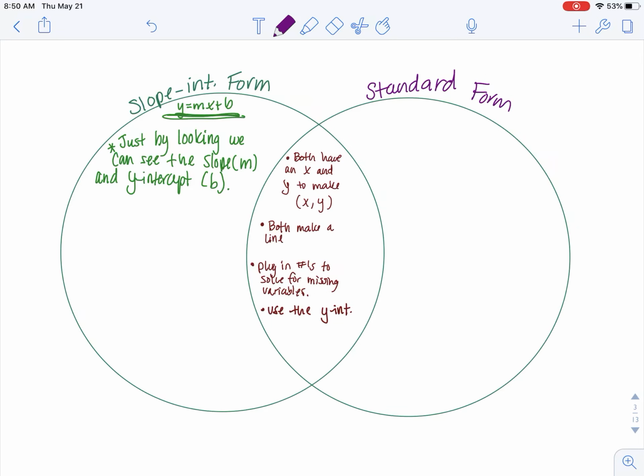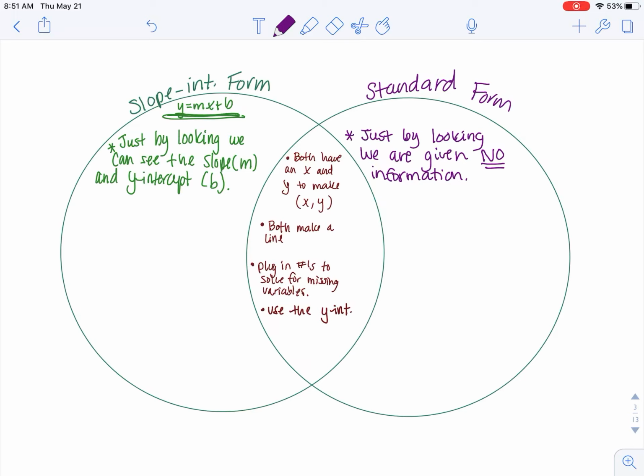Okay, so just by looking, we know the slope and we know the b. Ladies and gentlemen, in standard form, which I'll write in a second, just by looking, we are given no information. You're going to have to do some math when you see standard form. You are not able to look at it and just know information. That's why slope-intercept form is more commonly used and it's more popular because it's better. It gives us more information. Okay?